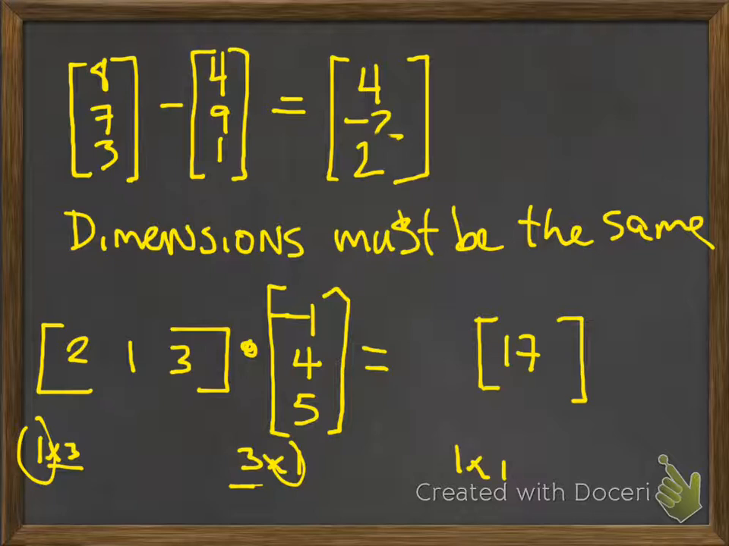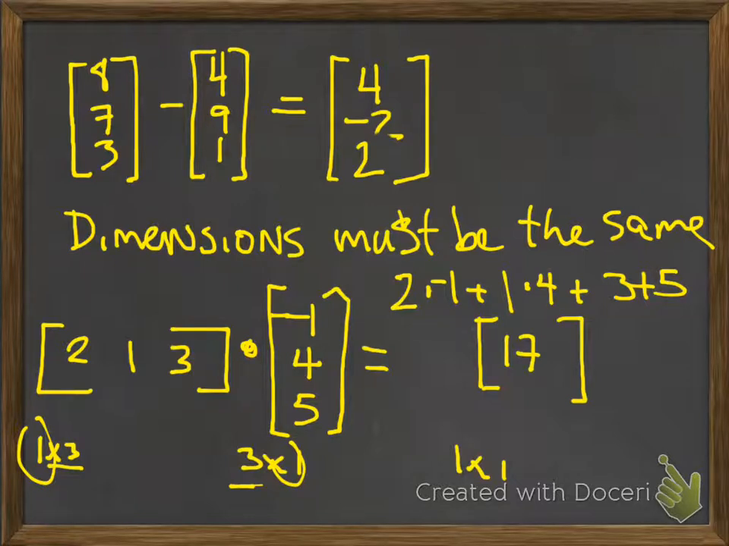Again, see if you can figure out how I got that. For this one it was 2 times negative 1, plus 1 times 4, plus 3 times 5 to get that 17.